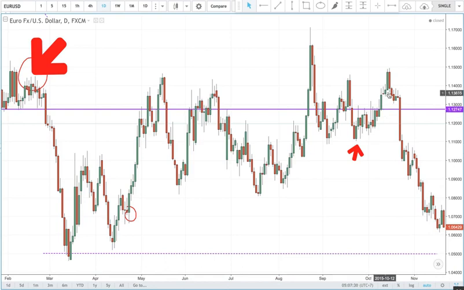So you caught the major move here. You caught some minor moves here. Some minor profit and loss here and some major profit and loss here, as long as you're able to withstand this.